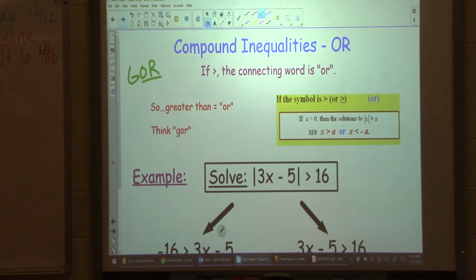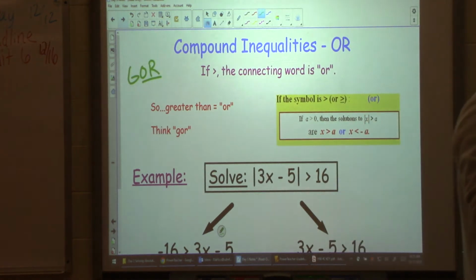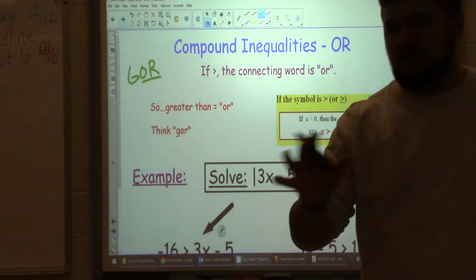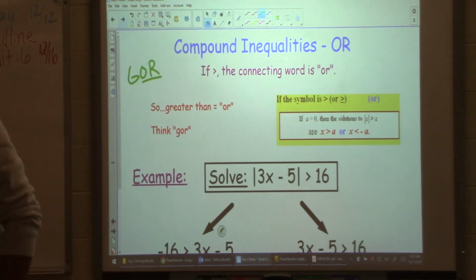This is only when we have absolute value signs, guys. I know we solved inequalities the other day. If you don't have absolute value signs, solve them normally. We need to get rid of the absolute values so we can solve them, so we need to change into these types of statements.